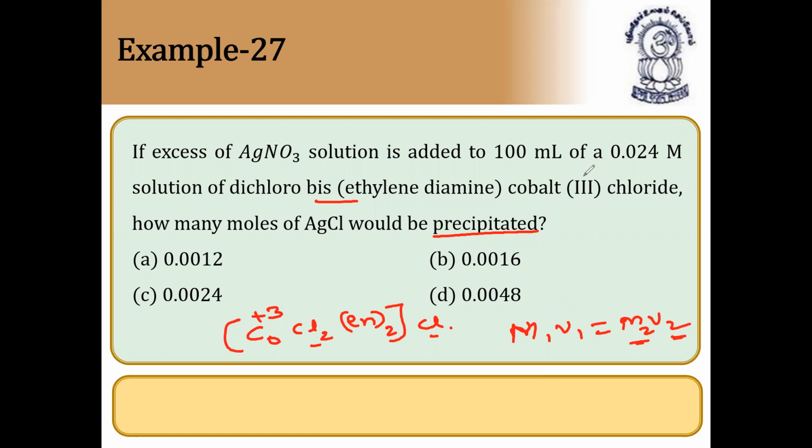So V1 is equal to 100 ml. How many moles of AgCl would be precipitated? They are asking for the number of moles. If you find the molarity and volume, you can easily find the number of moles, because volume is proportional to number of moles. So 100 into 0.024 is equal to X into 0.024. So X is equal to 0.024 by 100, and the number of ions is 3. So you'll get the answer C, 0.0024, because it is producing 3 ions.